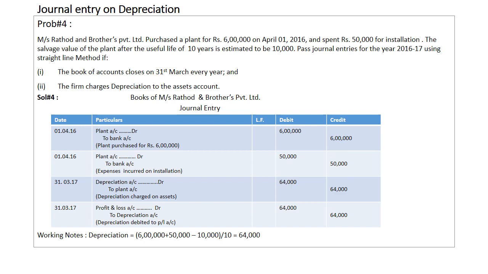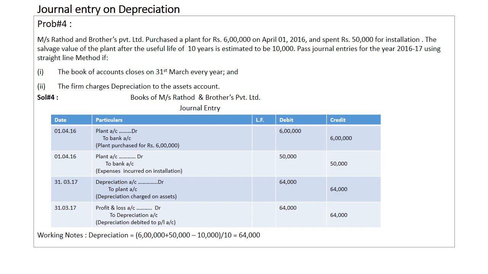Therefore, we have to draw 5 columns: one for date, another for particulars, another for ledger folio, debit and credit. The first journal will be plant account debit to bank account when plant purchased for rupees 6 lakh. The second journal will be plant account debit to bank account, expenses incurred on installation.